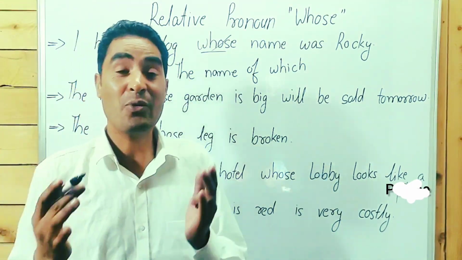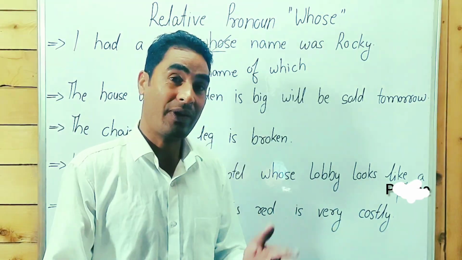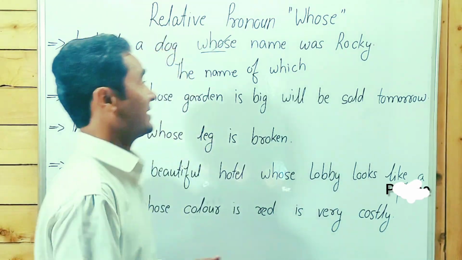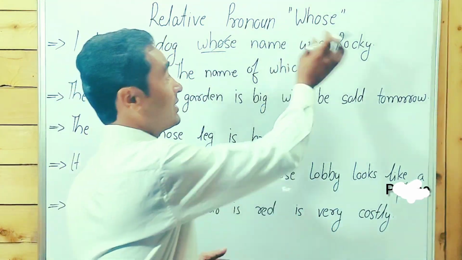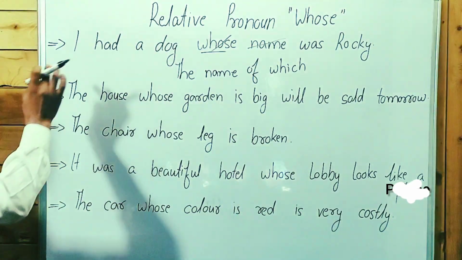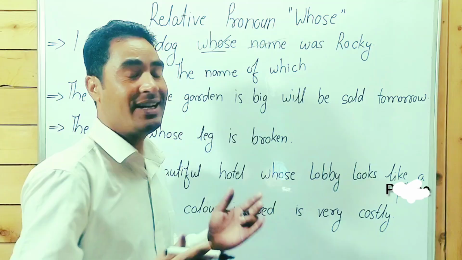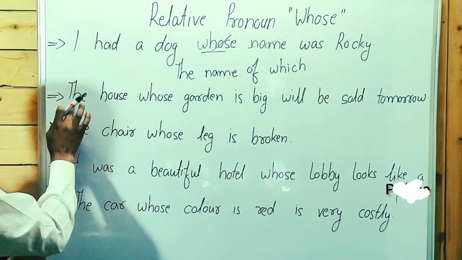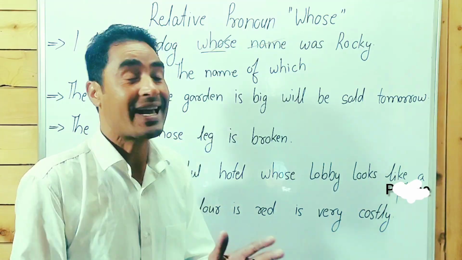I know most of you are students. You are preparing for competitive examinations, or for school level examinations. So you will have to write, I had a dog, the name of which was Rocky, not whose name. The house whose garden is big will be sold tomorrow is an incorrect sentence.